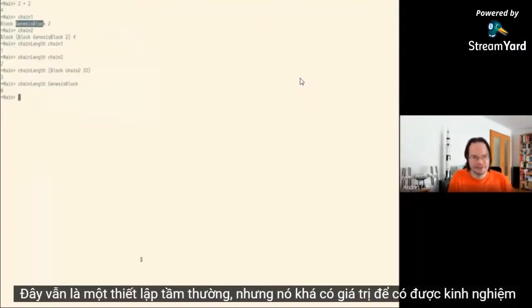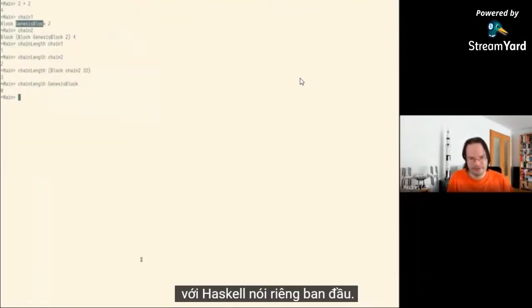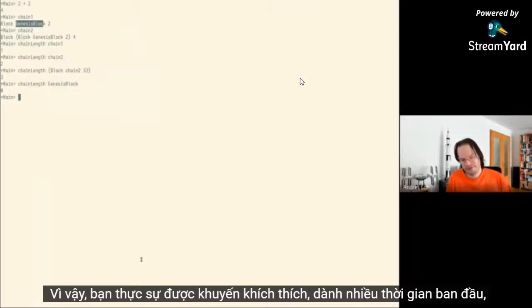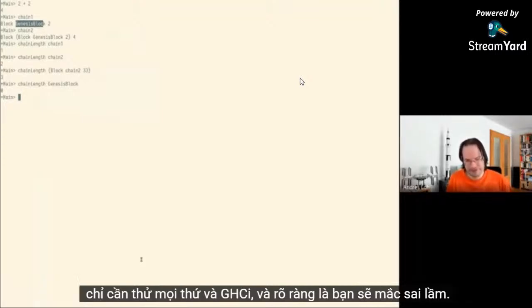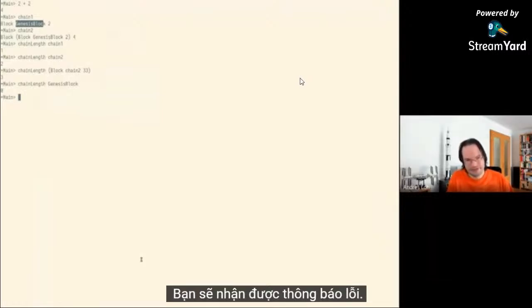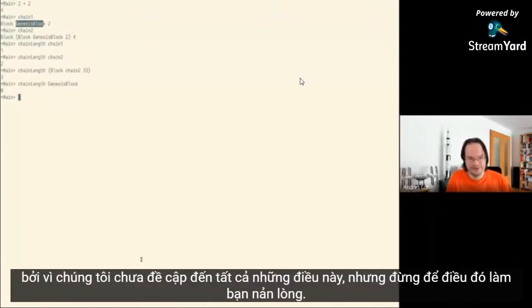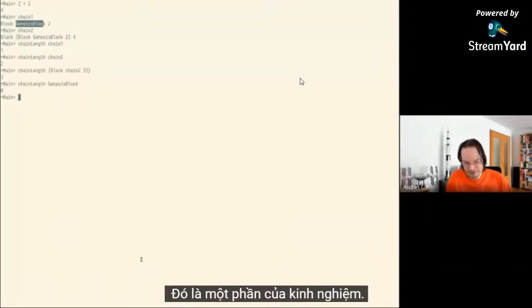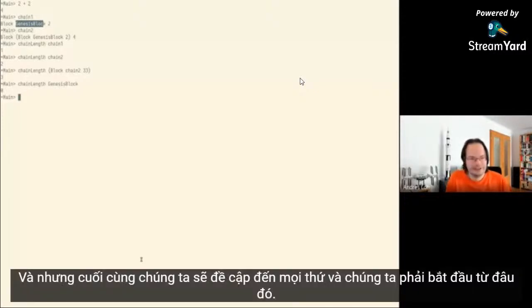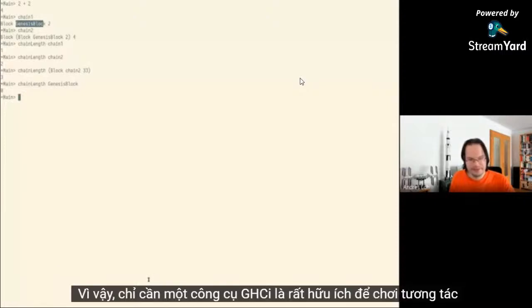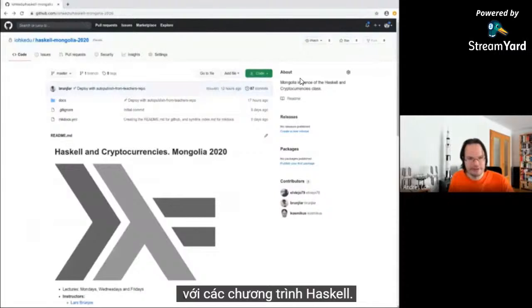This is still in a trivial setting, but it is quite valuable to gain experience with Haskell, in particular initially. So you are really encouraged to spend a lot of time initially just trying things out in GHCi. And obviously you'll make mistakes, you'll get error messages that you don't fully understand initially because we haven't covered all these things. But don't let that discourage you. That is part of the experience, okay? But we'll cover things eventually, and we have to start somewhere. So this GHCi tool is very useful to interactively play with Haskell programs.